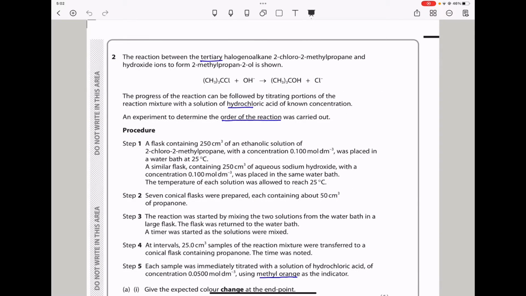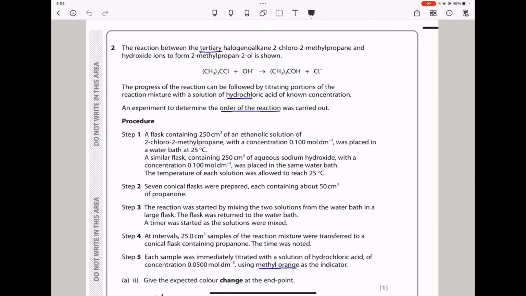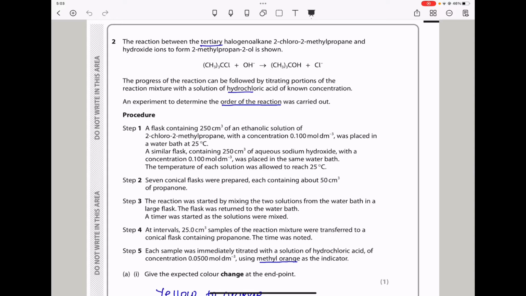Question 2. The reaction between the tertiary halogenoalkane 2-chloro-2-methylpropane and hydroxide ions to form 2-methylpropan-2-ol is shown, which is that reaction. They say the progress of the reaction can be followed by titrating portions of the reaction mixture with a solution of hydrochloric acid of known concentration.